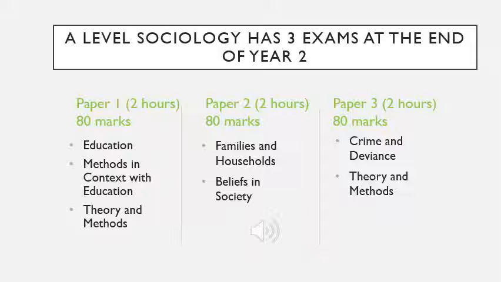Paper 2 is 2 hours again, 80 marks again, and that's your topics paper. So that's families and households, and in your case, beliefs in society. And then paper 3, again, 2 hours, 80 marks, that's your crime and deviance, and again, that's theory and methods.